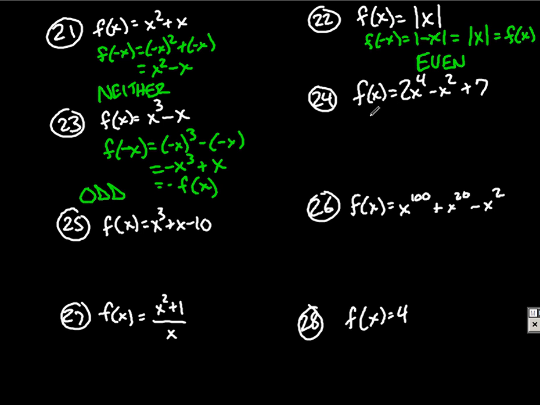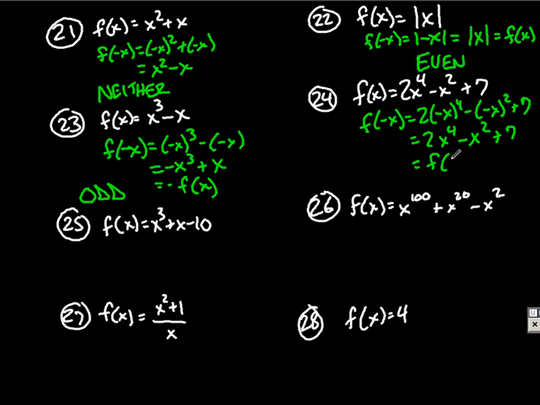Number 24, f of negative x is 2 times negative x to the 4th minus a negative x squared plus 7. When I simplify, it's just 2x to the 4th, because negative positive goes away, minus, I have 2 of these, so it'll be just regular x squared plus 7. This is, again, f of x. That means that I have an even function.